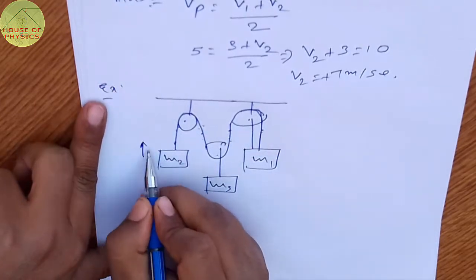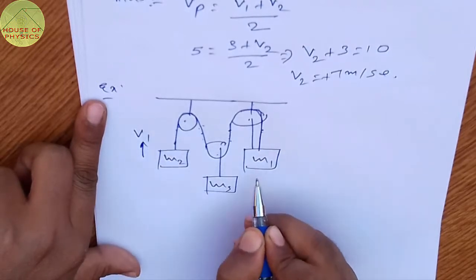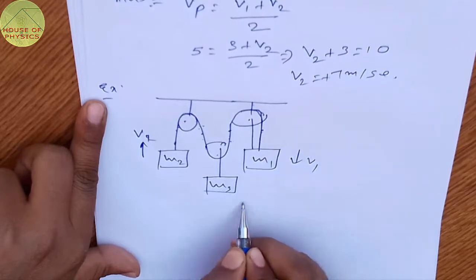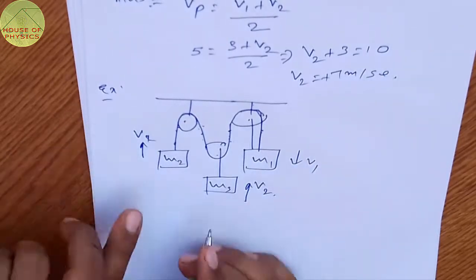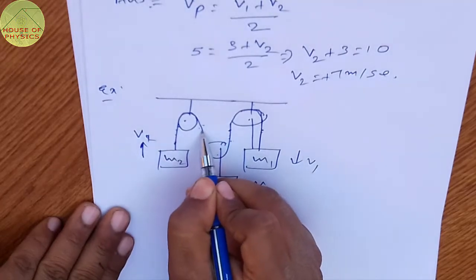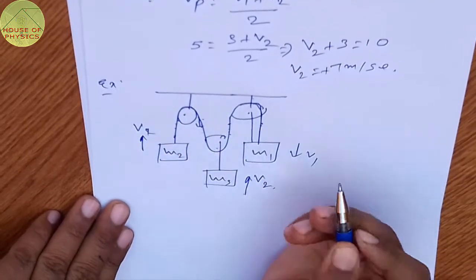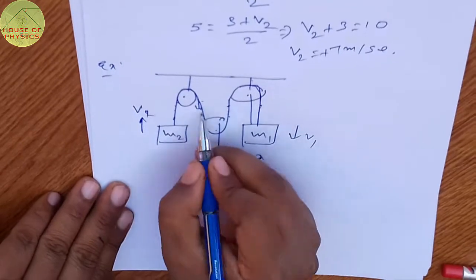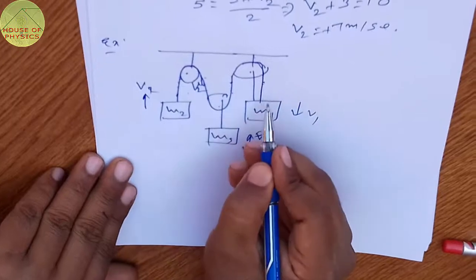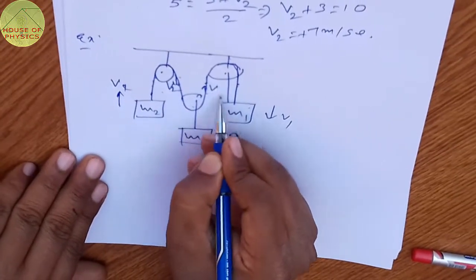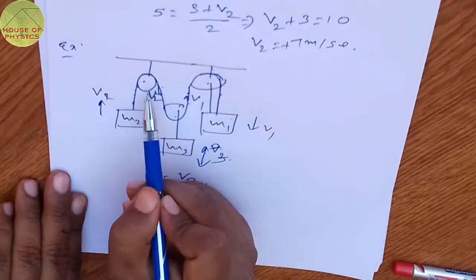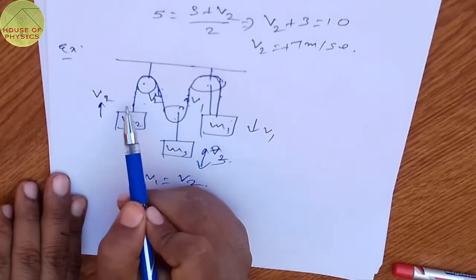So suppose I am taking the velocity of this one as V1 and this one as V3. What will happen here is that the velocity of this section will be equal to this. It means this will be moving in downward direction. Suppose I am taking it in downward direction. This is V2, this is V3. And this one will be upward direction V1. So V1 will not be equal to V2. I hope you understand the fact that if the pulley is fixed, both sides' velocity components will be the same.